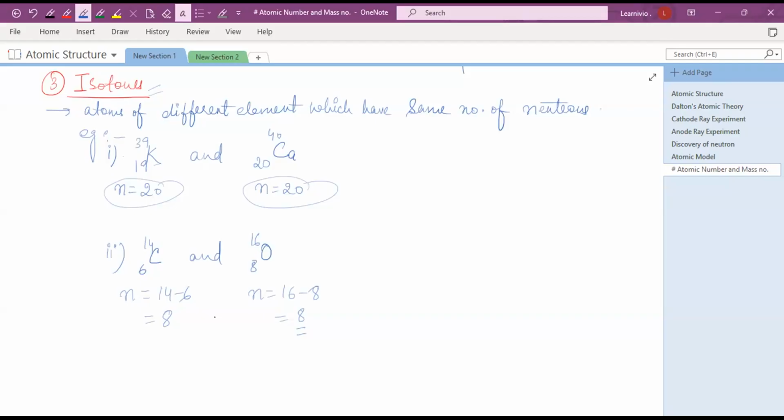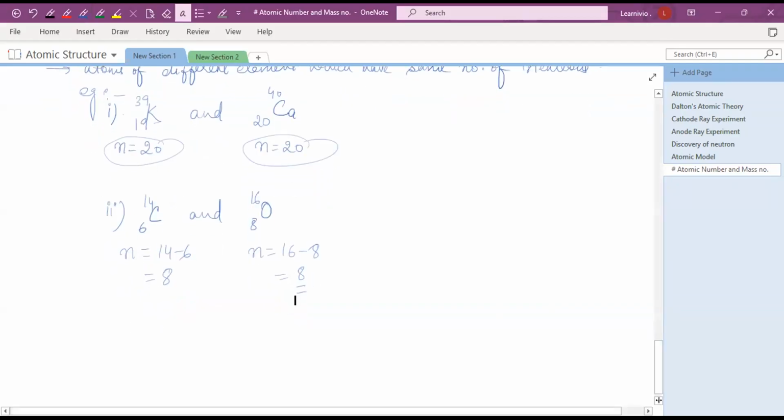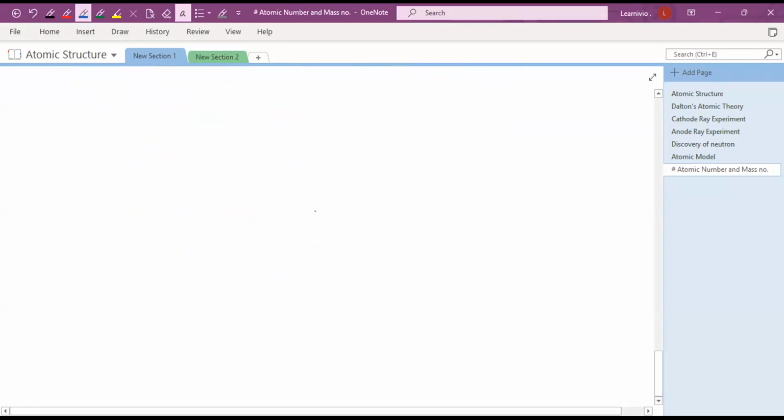Okay, there's another term which is known as isosteres. 5 minutes are left, so we will do some definitions. I'm not going to start the new topic. In the next class, we will try to cover the Bohr atomic model. The next one is isosteres.